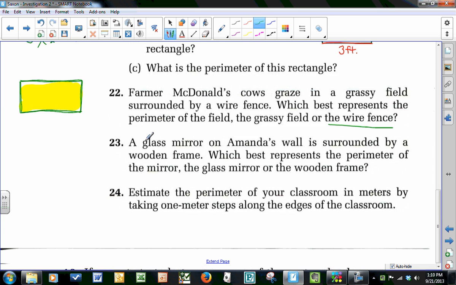Here's another similar question, number 23. A glass mirror on Amanda's wall is surrounded by a wooden frame. So here's her mirror, and then she's got this wooden frame all the way around it.